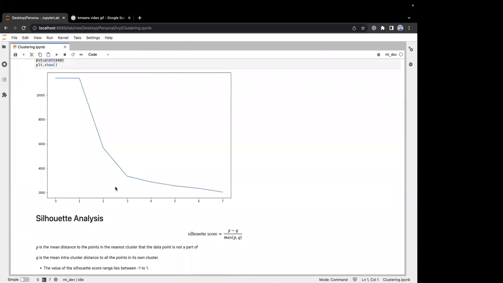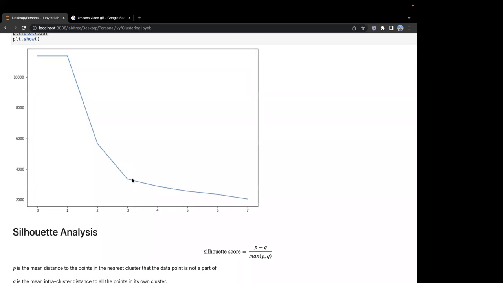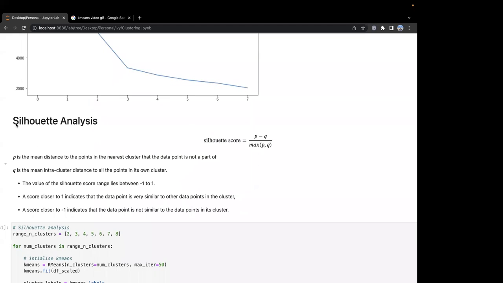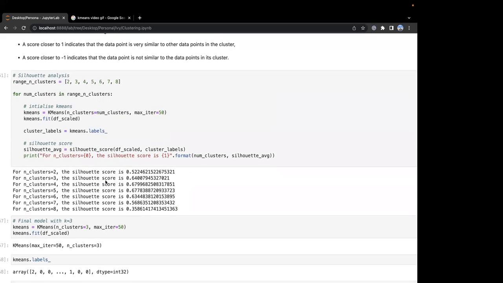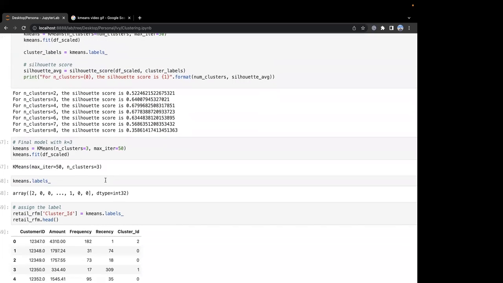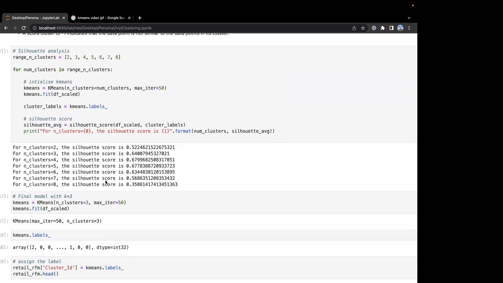If you don't want to visually look at the elbow curve and decide the number of clusters, there's also something called a silhouette score. The silhouette score actually tells you about the optimal cluster size, the number of clusters. If you see the silhouette score, 0.52 to 0.64, 0.64 to 0.67, right? 0.67 to again 0.67, then it starts decreasing. So the peak of the silhouette score, what will your silhouette score look like?